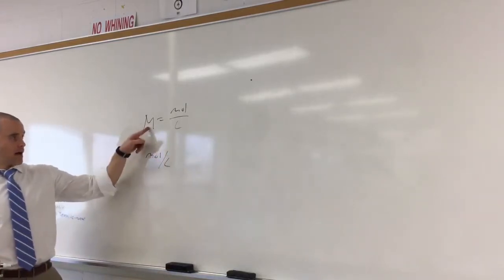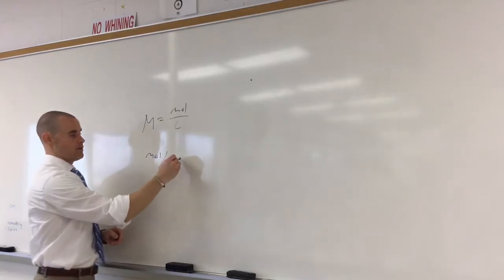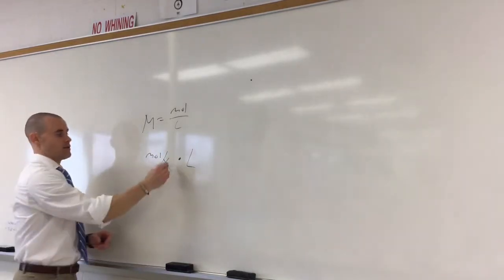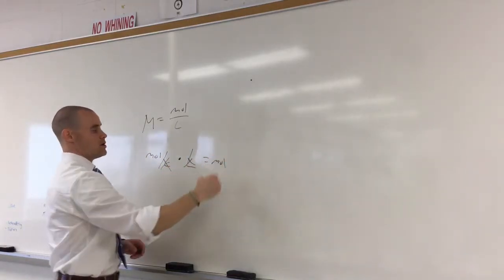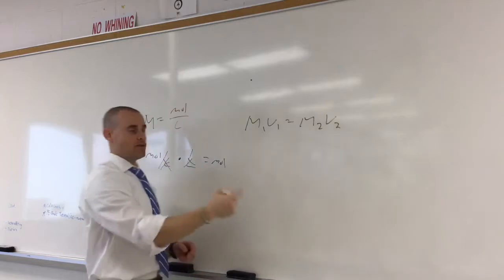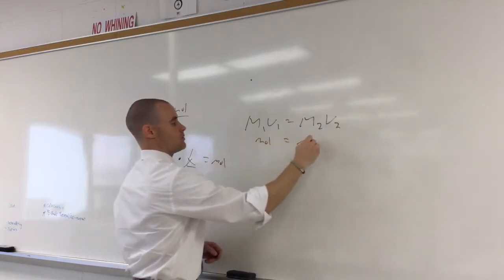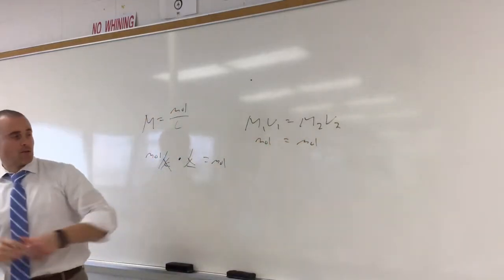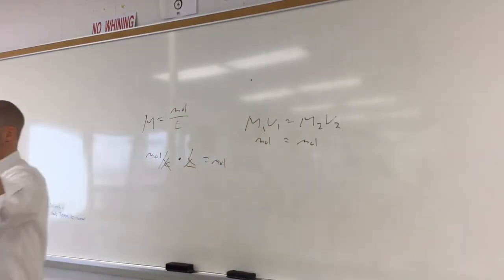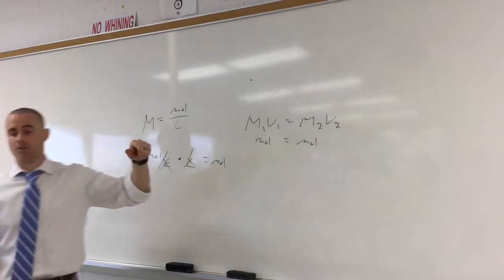If I multiply this by liters, what cancels out? Liters. What's left? Moles. So when you're doing M1V1 equals M2V2, what you're really doing is moles equals moles. That's why that equation makes sense. If you don't understand that, that's fine. But that's how you do a dilution problem, okay?